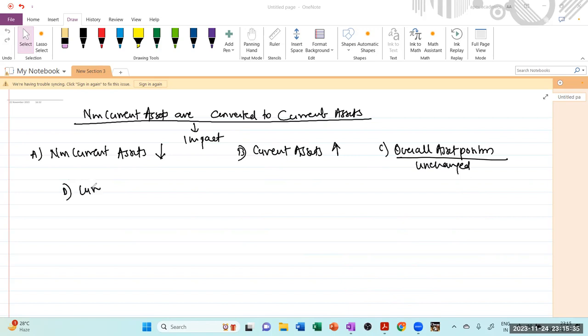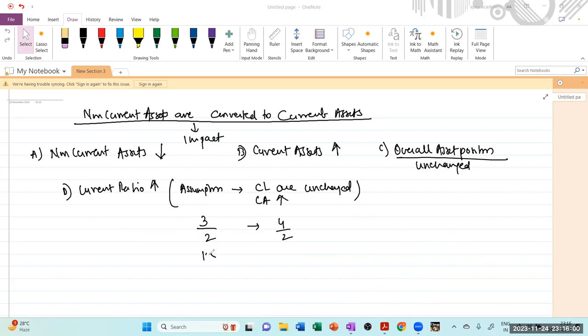And what will happen to your current ratio? Your current ratio will obviously increase. Why? Because here, my assumption is that current liabilities are unchanged and my current assets are increasing. So 3 upon 2 has now become 4 upon 2. This is 1.5. This is 2. They have increased. So current ratio will automatically increase. Kindly keep this much in mind. Your overall asset position stays unchanged.